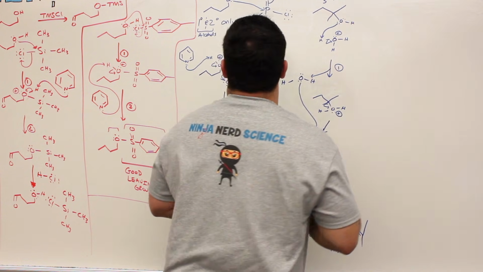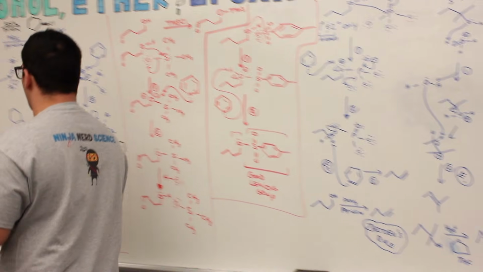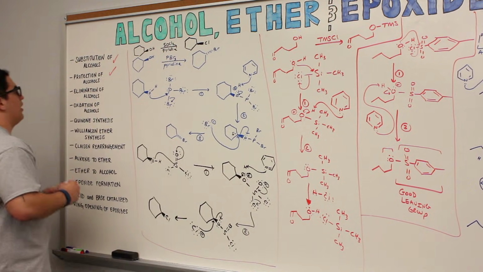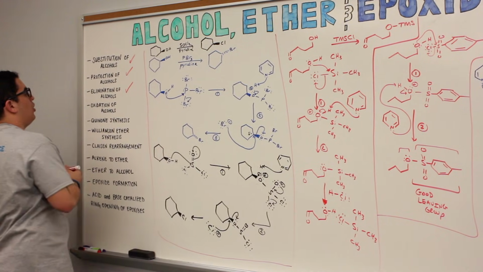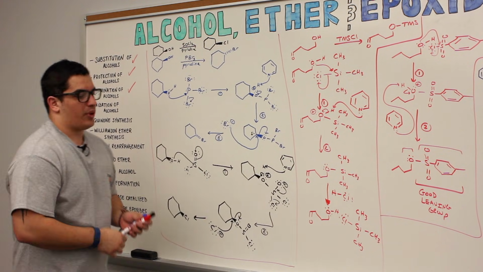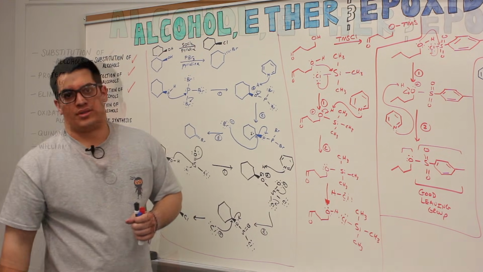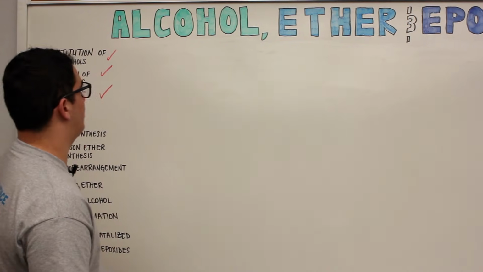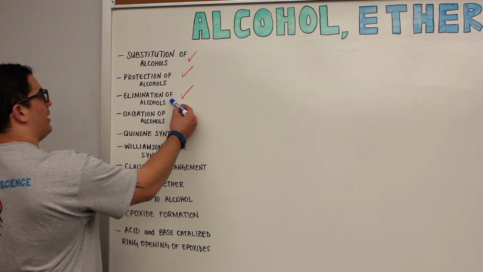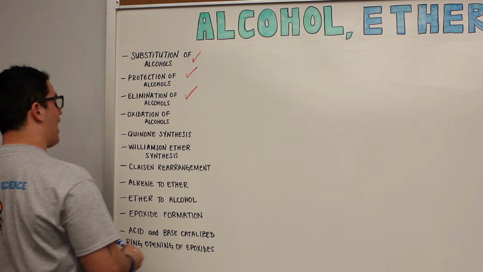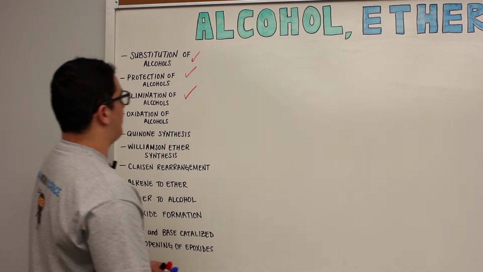Okay, so what have we done so far? Let's come back over here. We've just finished the elimination of alcohols. Next thing we're going to do is go right into the oxidation of alcohols. All right, so let's continue, guys. We were at elimination of alcohols. Now we're going to go into the oxidation of alcohols.